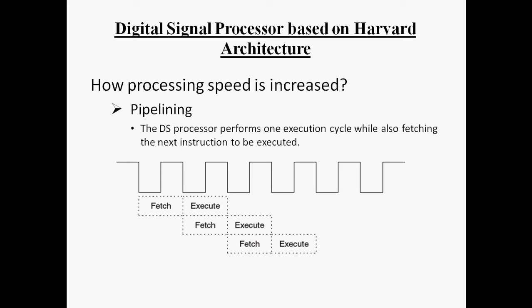If I want to show it in a picture, this is how it looks in terms of execution cycle and fetch cycle. You can see that fetch and execution are overlapped, in the sense that as the processor is executing the current instruction, it can fetch the instruction for the next cycle. So that's what pipelining is.